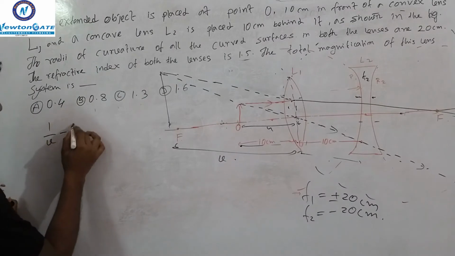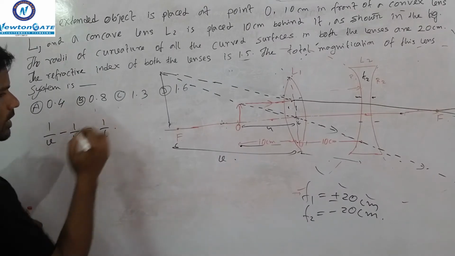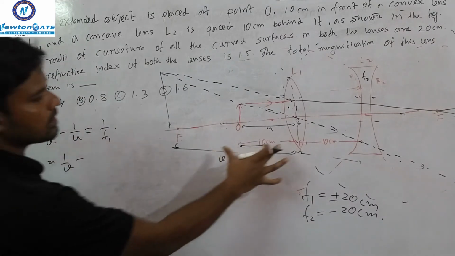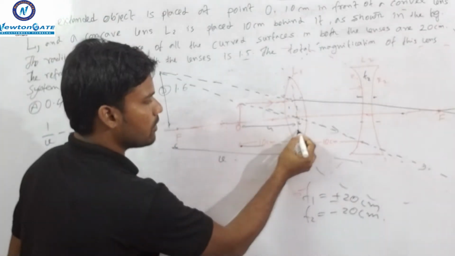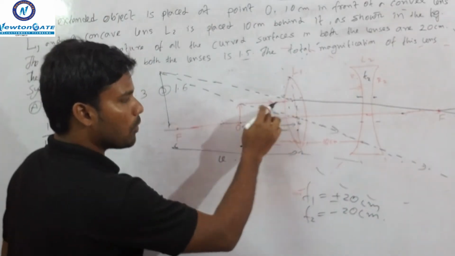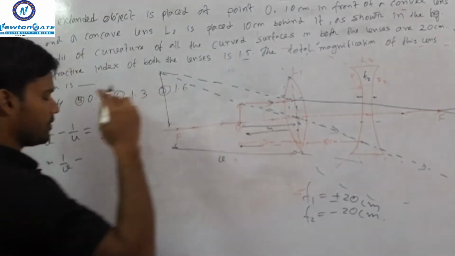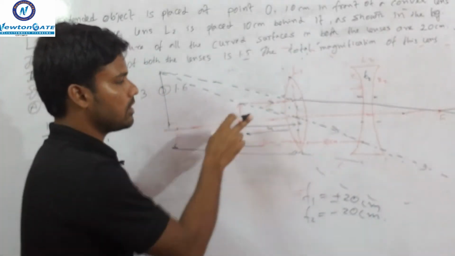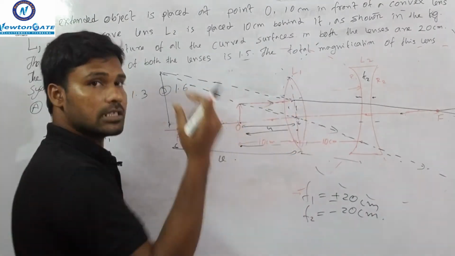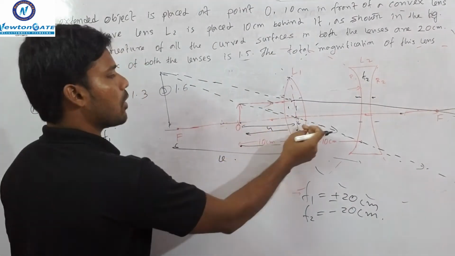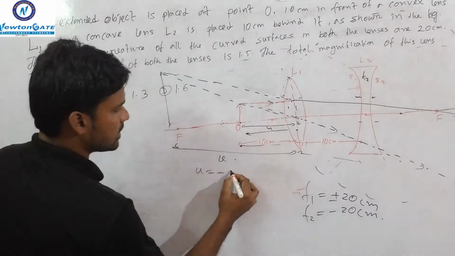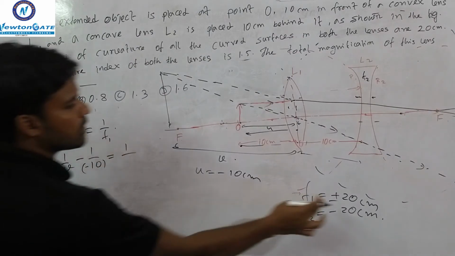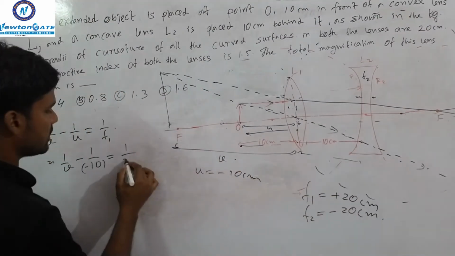So just find the value of V. Using the lens formula, 1 by V minus 1 by U equals 1 by F, where F is F1 for the first lens. The U value is given here as 10 centimeter, measured from this lens to this point, which is the opposite direction of the light. The initial light direction is the positive x direction, and we are measuring distance in the opposite direction. That's why U is negative, minus 10 centimeter. F1 is positive here, that is plus 20.